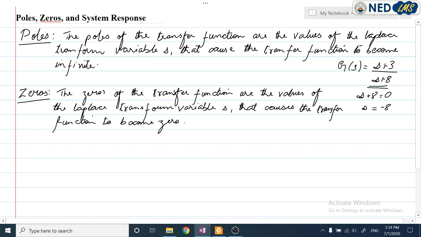So the roots that are present in the numerator of this transfer function, which is s plus 3, will make this transfer function 0. Means if s plus 3 is equal to 0, or I can write it as s is equal to minus 3, and if I put s equal to minus 3 in this transfer function, then it will make it 0. So to understand the concept of poles and zeros, let us take an example of a first order system.